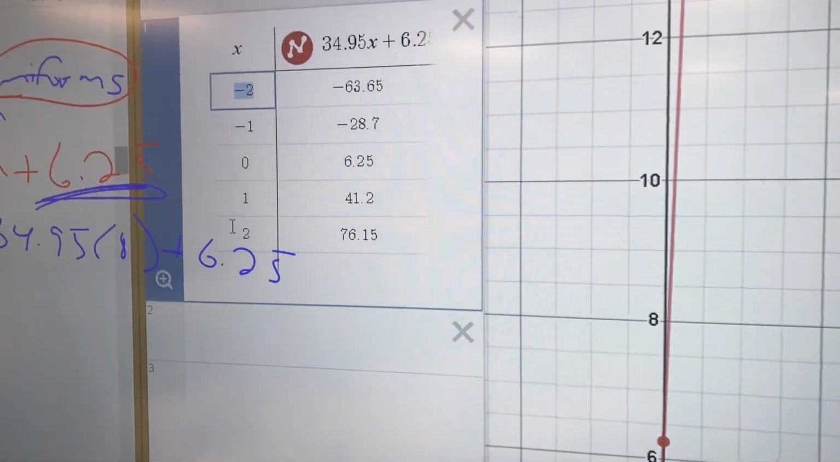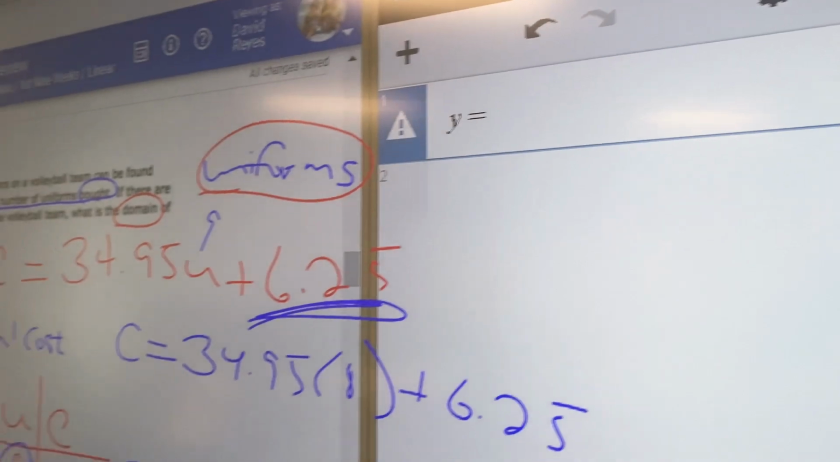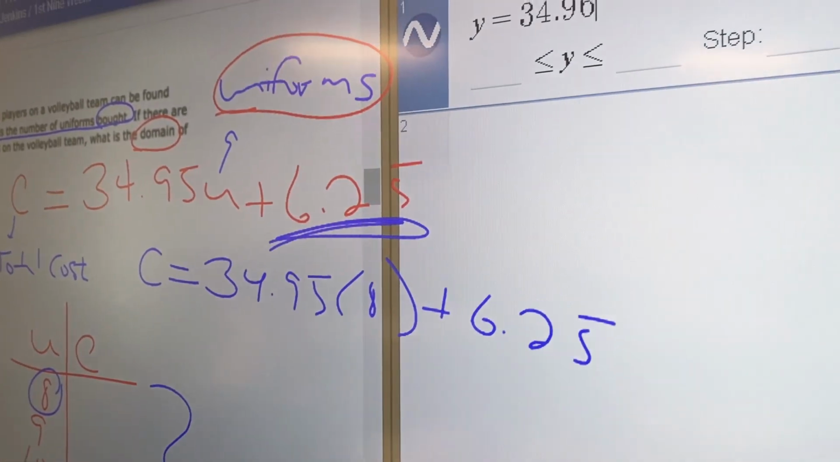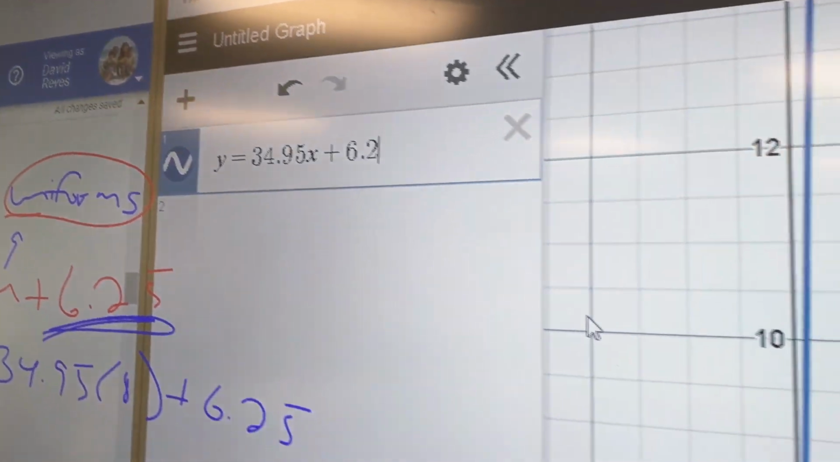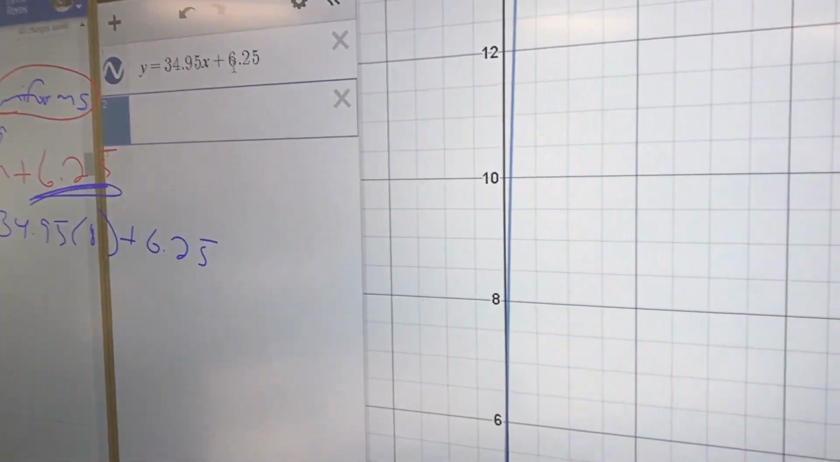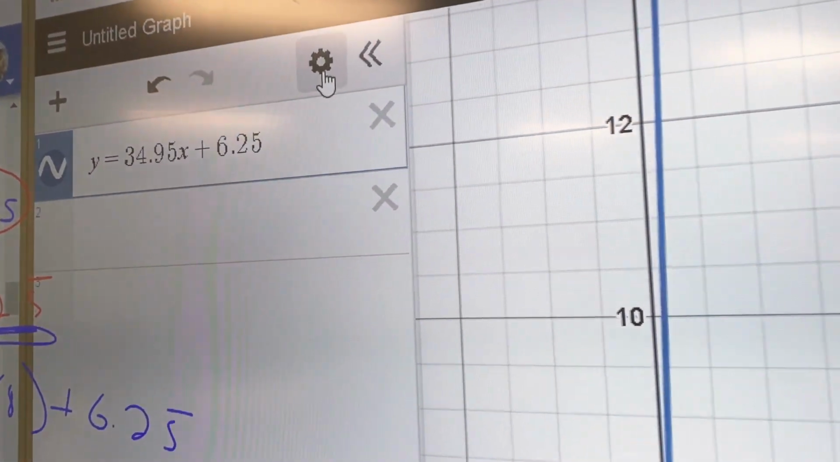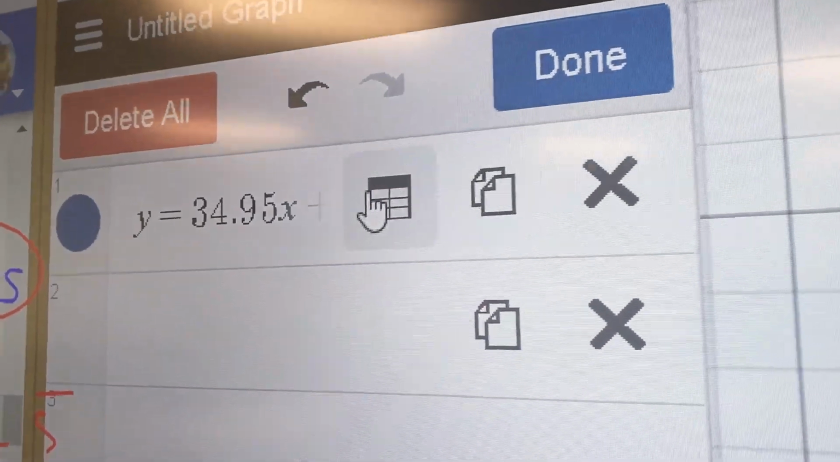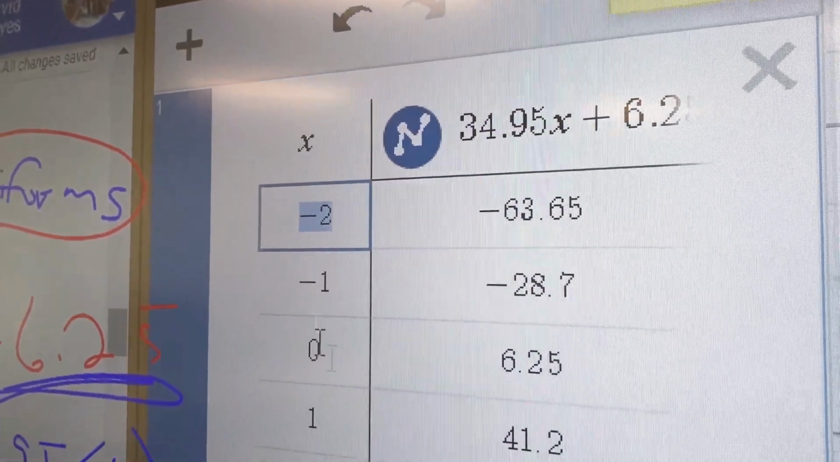So what did you do again? So all I did was I had my equation in here. So I'll start from the beginning. Y equals 34.95x plus 6.25. I hit enter. It gives me a graph. Then I need to make sure I have that equation selected. I go to the circle, the wheel, and then I click table. It's going to convert it to a table.